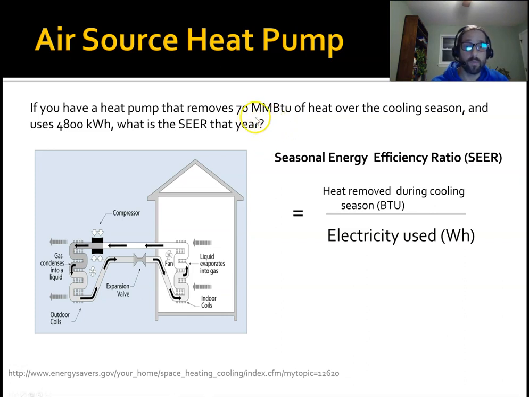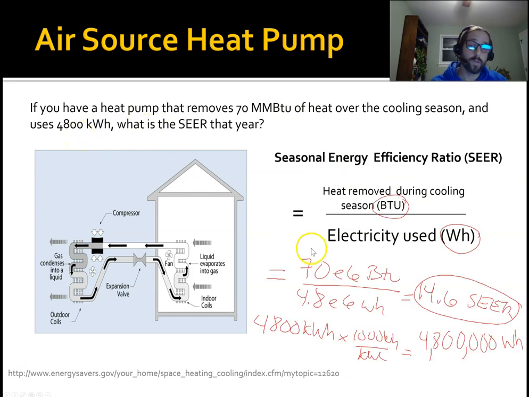So remember, it's heat removed, 70 MMBTU, so heat removed in BTUs, so we just need to convert that to BTUs, and then we need to convert this to watt hours. Be really careful. We need to convert that to watt hours, right? So it's pretty easy. 70 million BTUs divided by 4.8 million watt hours, and we end up with 14.6 here.